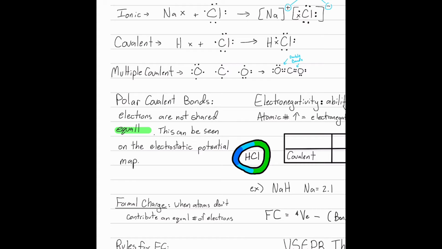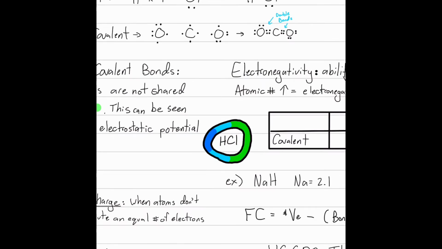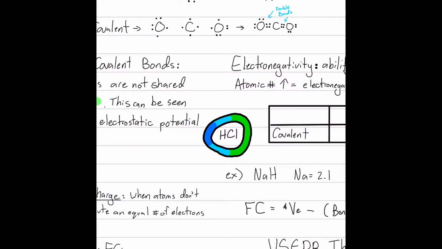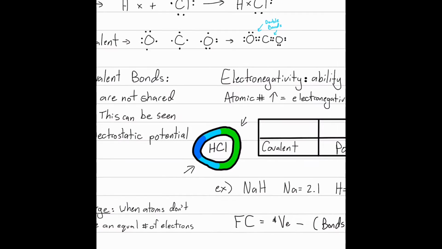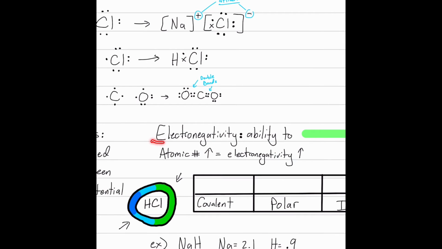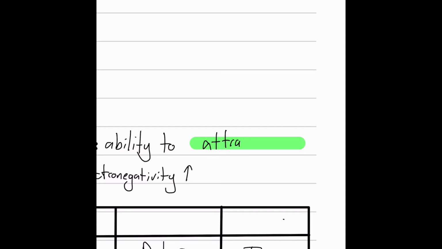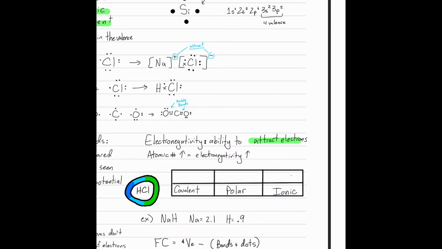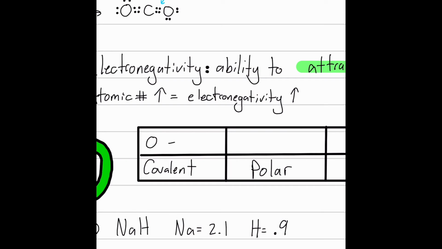Polar covalent bonds are when electrons are not shared equally. This can be seen on the electrostatic potential map. You'll see a buildup of electrons on the Cl side, and then a deficiency on the hydrogen side. Electronegativity relates to an atom's ability to attract electrons. So, the electronegativity value of a bond shows you if it's covalent, polar covalent, or ionic, based on how much an atom is attracting electrons in the bond.